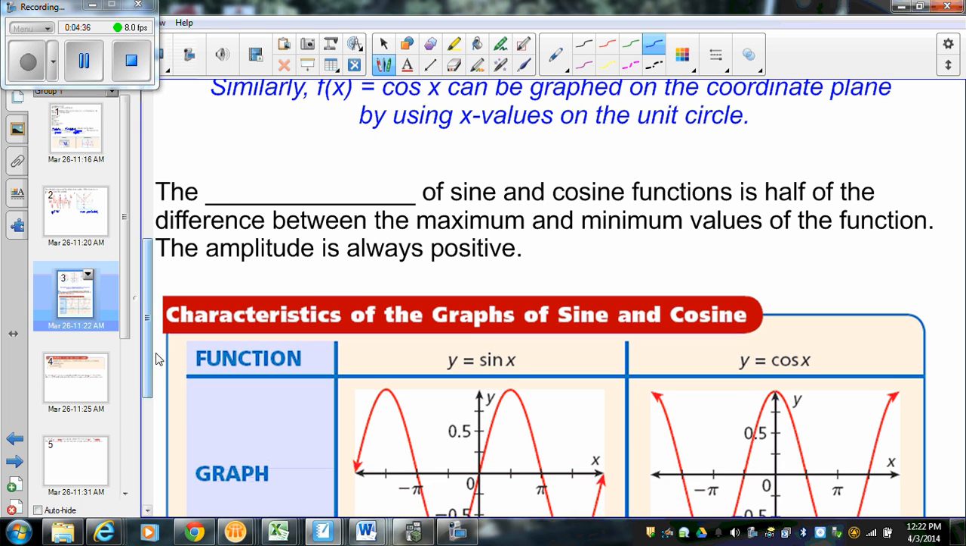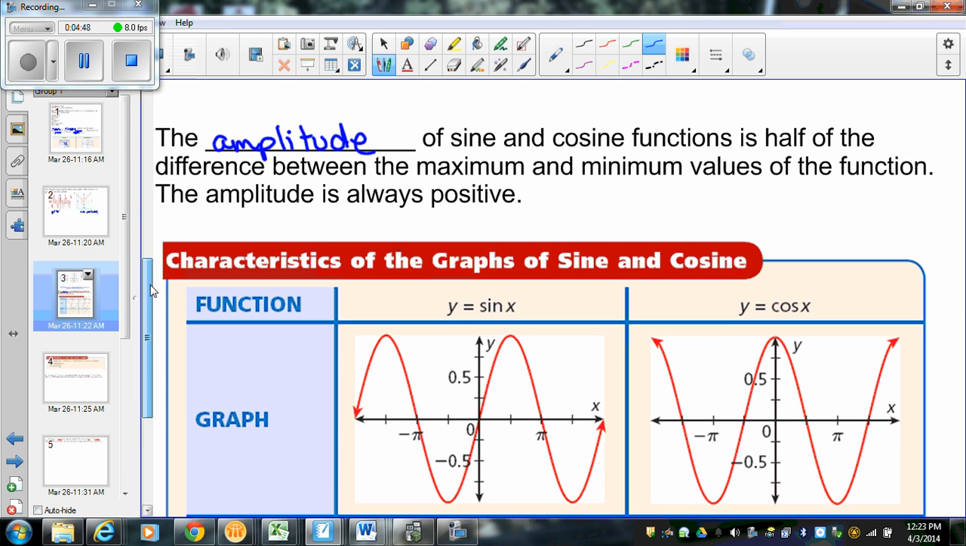Now, the amplitude of sine and cosine functions is half the difference between the maximum and the minimum values of the function. And amplitude is always positive. It's basically the height of the graph from what I call the midline, or the middle of the graph, up to the highest point, or down to the lowest point. But since we're talking about a height, it does always have to be positive.